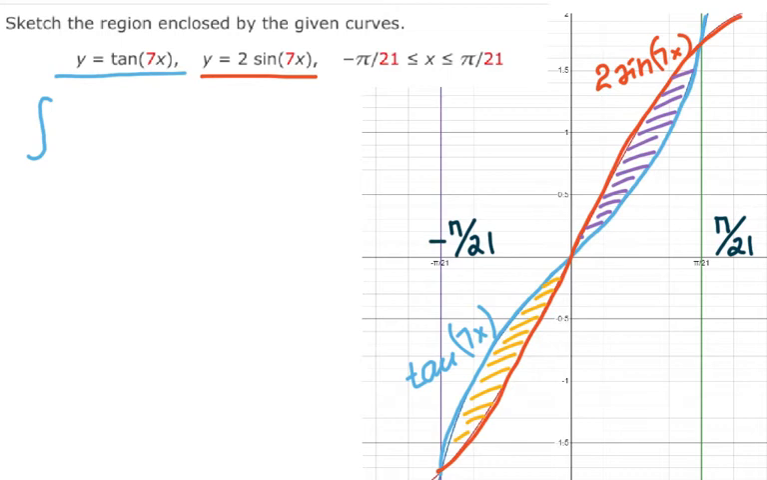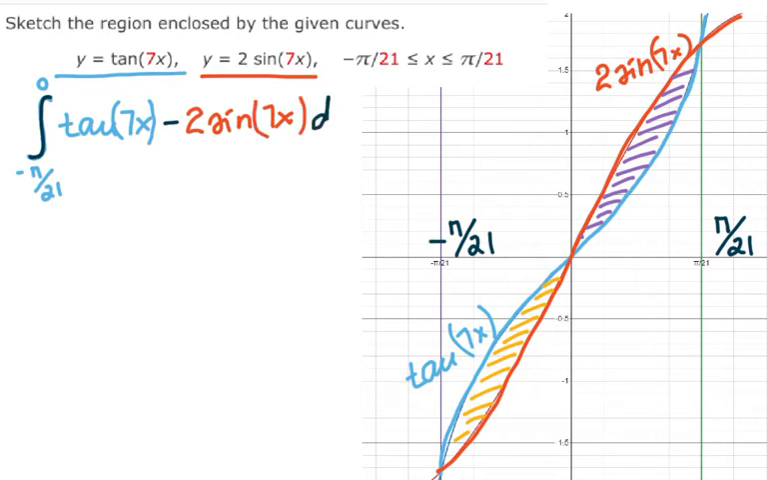So for the bottom, the yellow area, I'm going to have the integral between negative pi over 21 and 0, and the top function is tangent 7x, so I'm going to have tangent 7x, and then I'm going to subtract the bottom function, which is 2 sine 7x. And then I have dx.